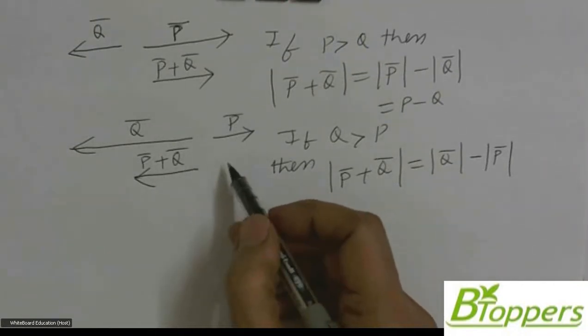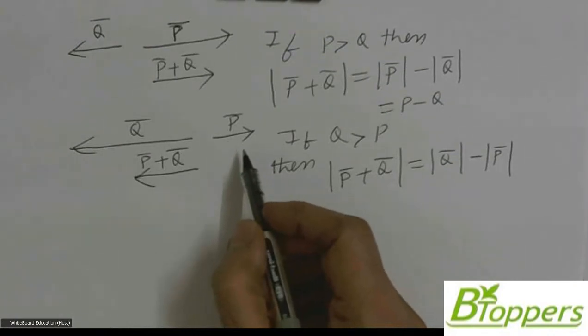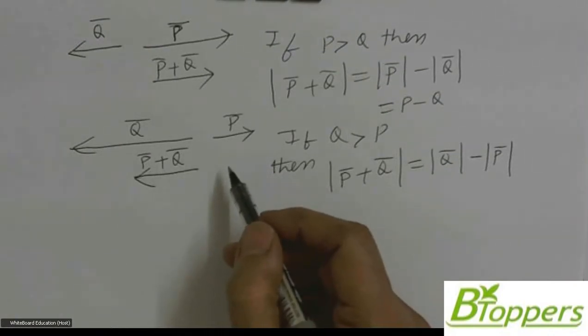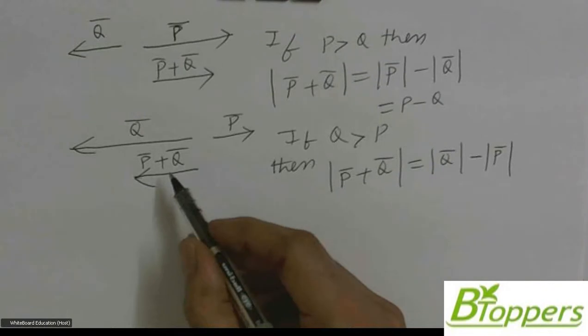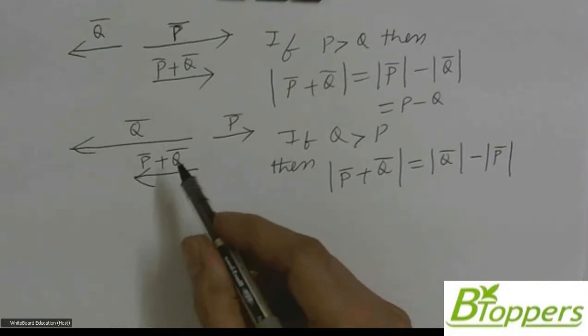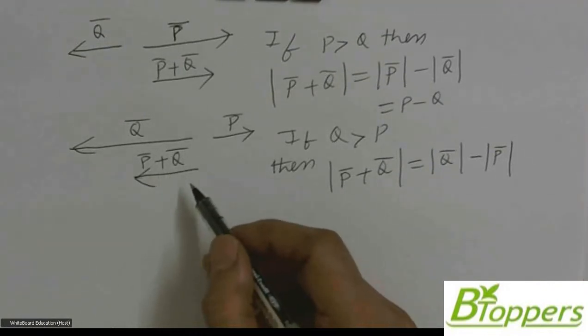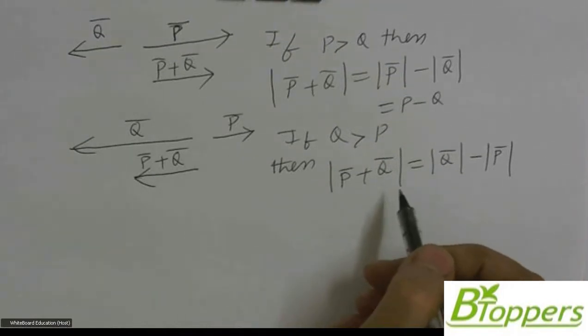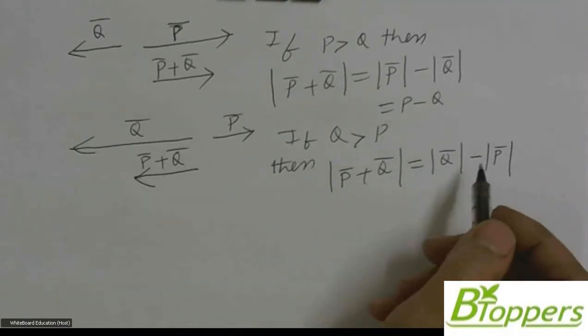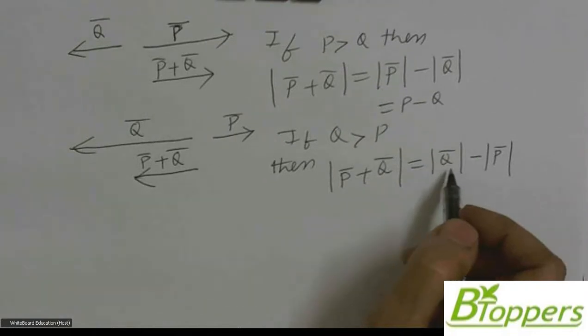So in general, when two vectors of different magnitudes act in opposite directions, the direction of the vector sum will be in the direction of the vector with greater magnitude, and the magnitude of their vector sum will be equal to the ordinary difference of the magnitudes of the two vectors.